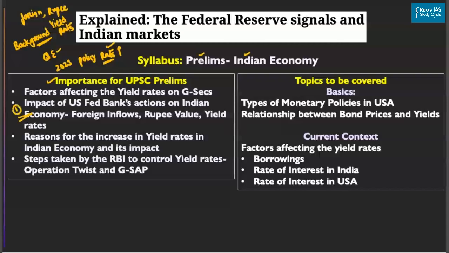Apart from that, in recent times, the yield rates on the government securities have been increasing, and the Reserve Bank of India has been desperately trying to bring down these yield rates. The RBI has been taking a number of policy initiatives such as the Operation Twist, the GSAP program, and so on, in order to reduce the yield rates on the government securities. So, instead of asking what these Operation Twist and GSAP are all about, UPSC could ask you what are the factors which are affecting the yield rates of the government securities. So, instead of a direct question, UPSC could ask you an indirect question on the factors affecting the yield rates.